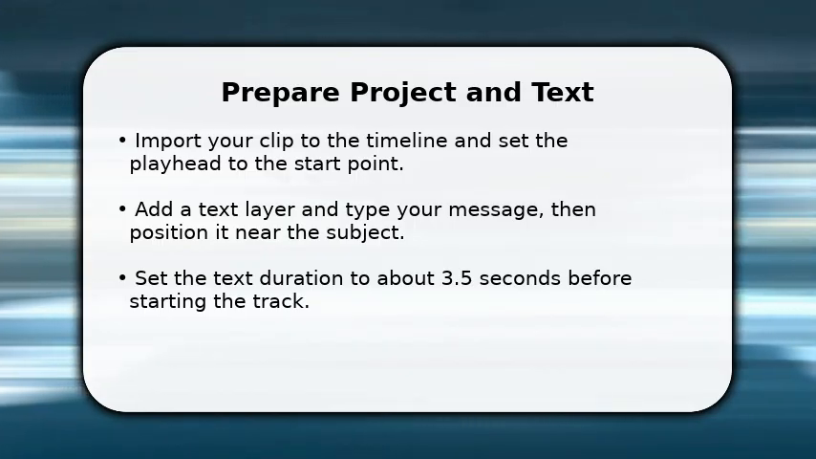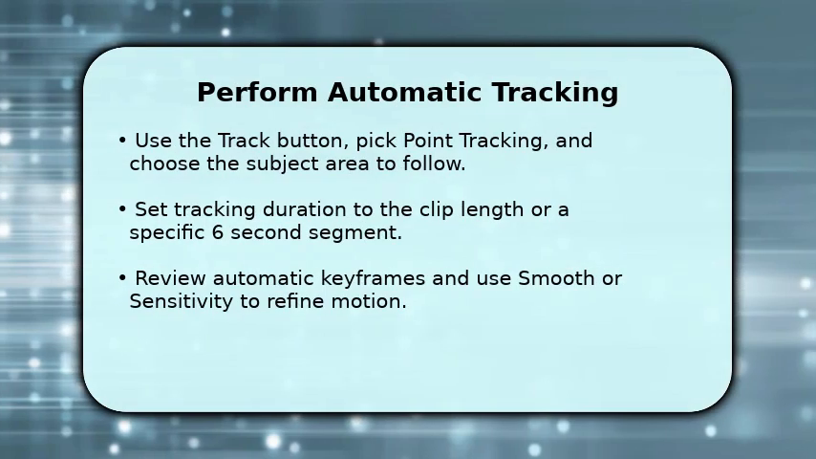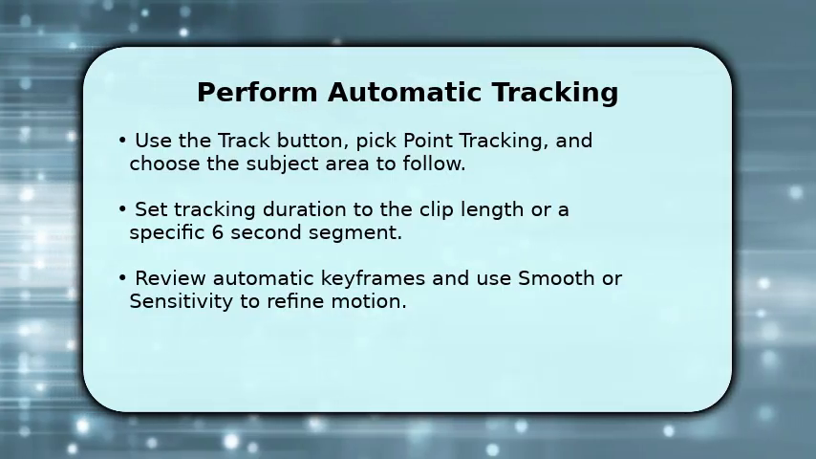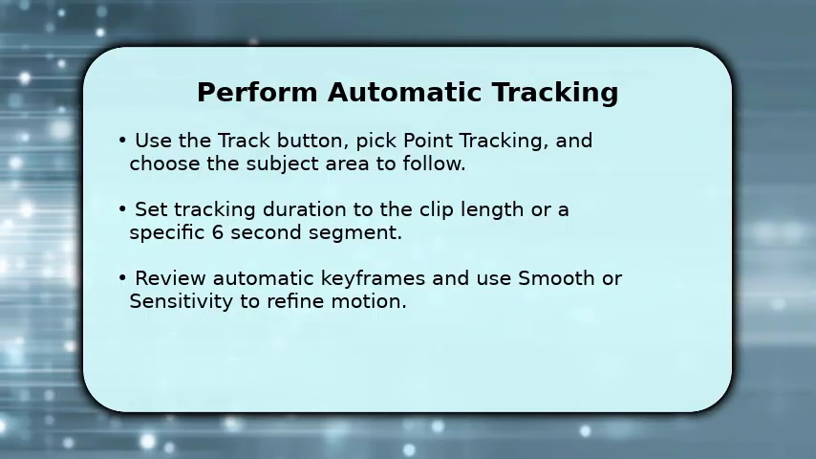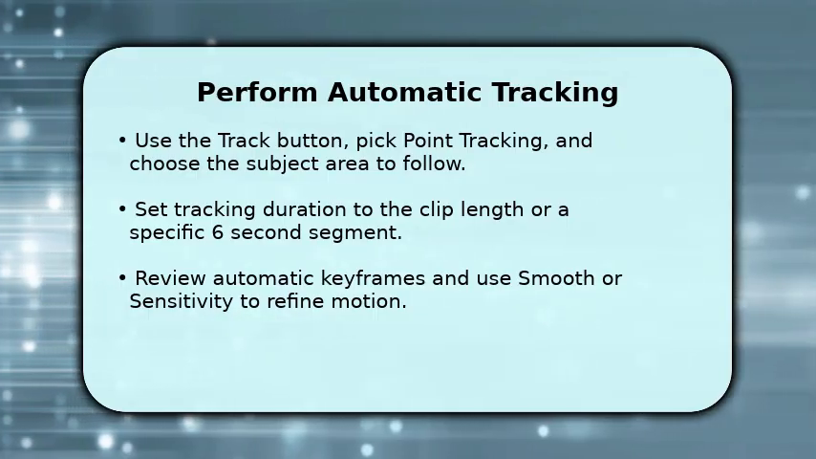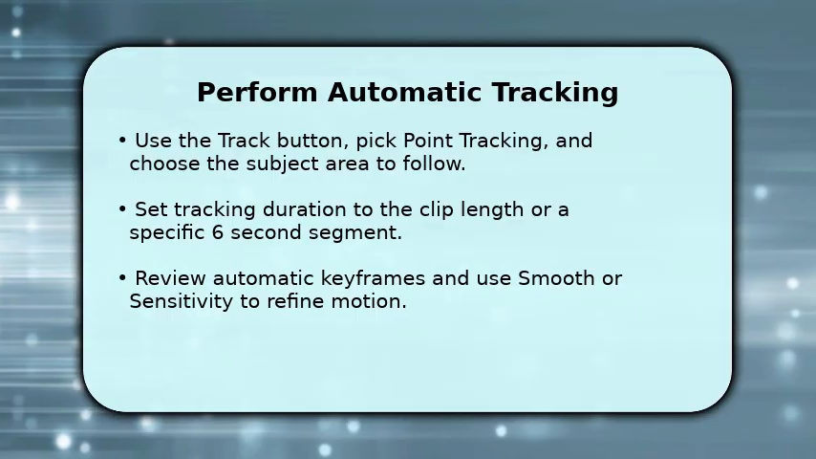Select the text layer and click the track button in the toolbar to open tracking controls. Choose point tracking and place the tracking point over the subject feature you want to follow, like a forehead or logo. Set the tracking range to the clip length or a specific 6-second segment to limit processing.